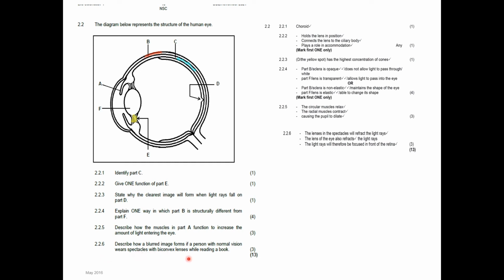2 to 6. Describe how a blurred image forms if a person with normal vision wears spectacles with a biconvex lens while reading a book. Now this person has normal vision. You're wearing spectacles with a biconvex lens and you're reading a book. So your vision is normal. Your lens is going to refract light. You're wearing the spectacles with biconvex lenses. It's also going to refract light. And you're reading a book. So here, the image will obviously fall in front of the retina, and that's why the image is actually blurred, because it is near vision.